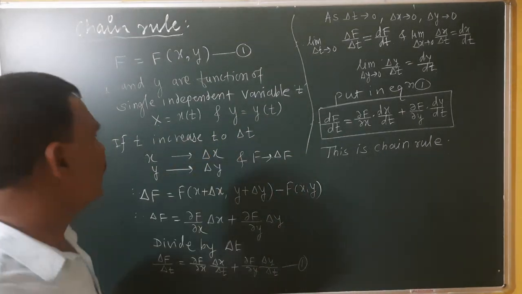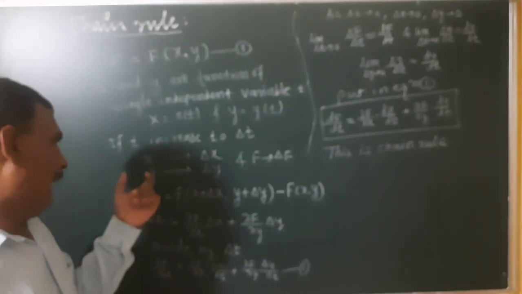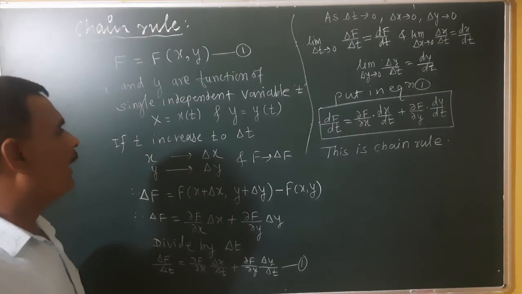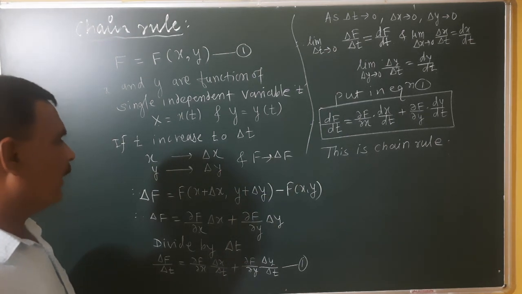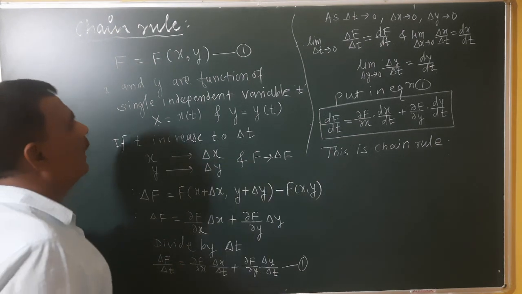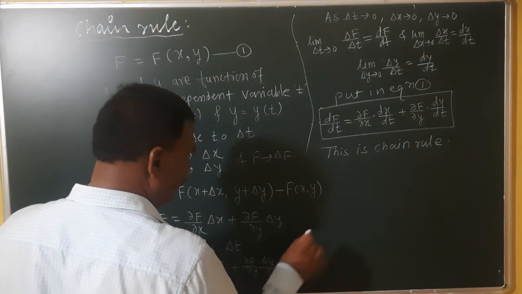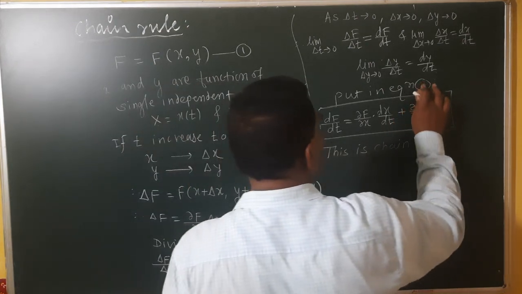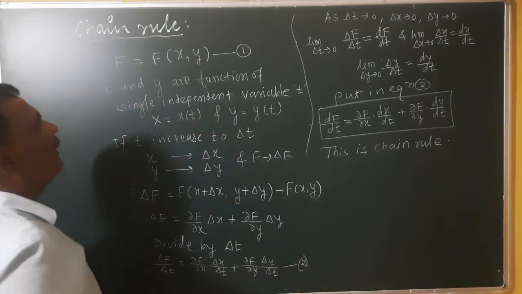If t increases to delta t, x increases to delta x, y increases to delta y, and f increases to delta f. Therefore we have to write this as equation 2. Now substitute this value in equation number 1.